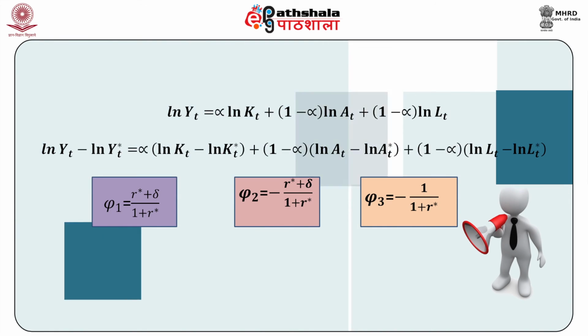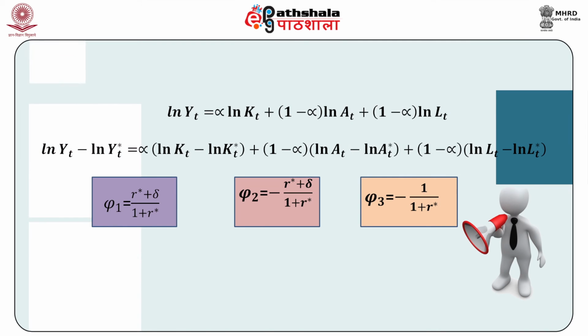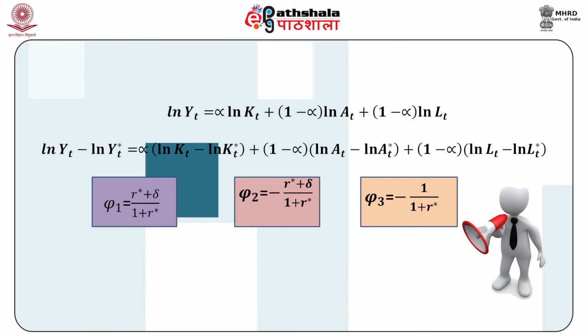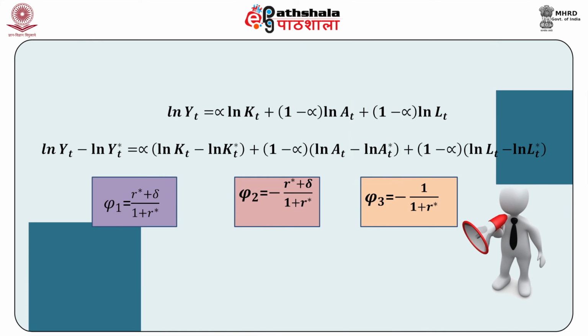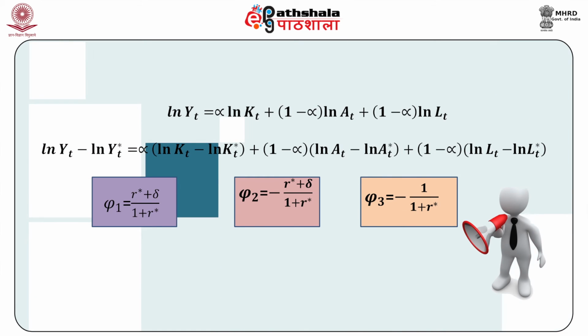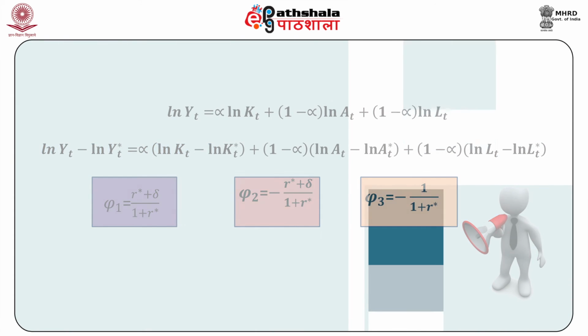Taking phi 1 equal to (r star plus delta) divided by (1 plus r star), phi 2 equal to minus (r star plus delta) divided by (1 plus r star), and phi 3 equal to minus 1 upon (1 plus r star). As we know that log y_t minus log y_t star is equal to y_t hat, log c_t minus log c_t star is equal to c_t hat, log i_t minus log i_t star is equal to i_t hat, and log g_t minus log g_t star is equal to g_t hat.